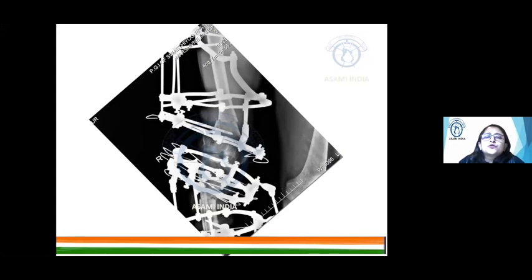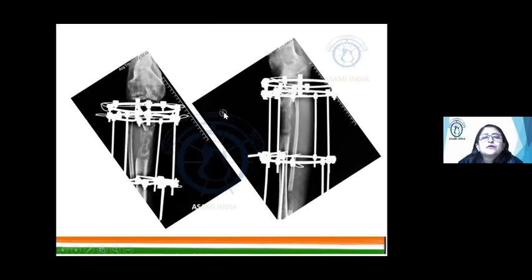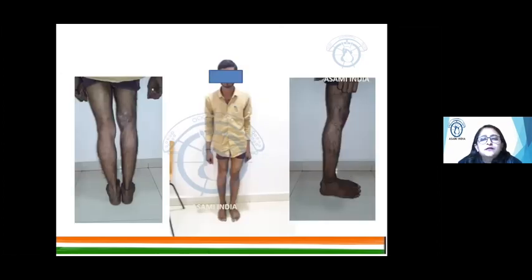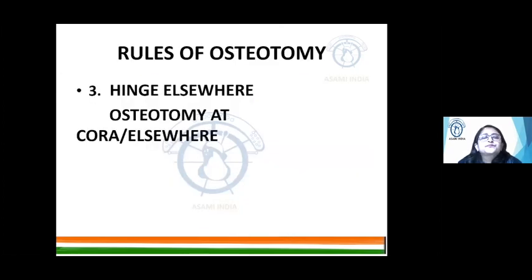Same rule, osteotomy rule 2, was followed in the distal femur deformity also. You can see I have placed the hinges at the CORA, but the osteotomy is slightly above. So this is the correction. I got correction of deformity as well as lengthening. That's the final clinical picture.